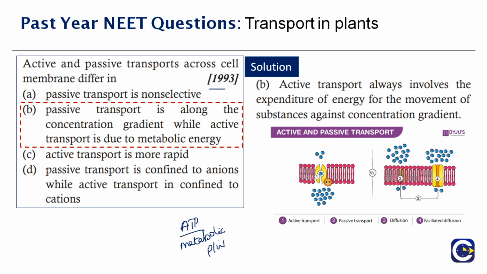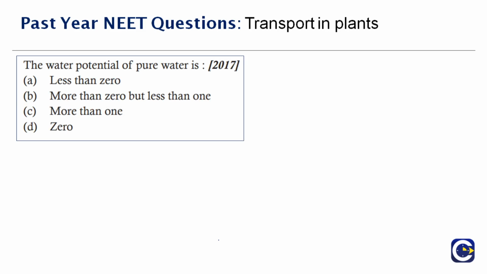Now let's move to the next question. This question was asked in the year 2017. The water potential of pure water is dash. So this is an easy question, right? I think by now you would have guessed the answer. By convention, the water potential of pure water is at standard temperature. You always have to remember it is at standard temperature.